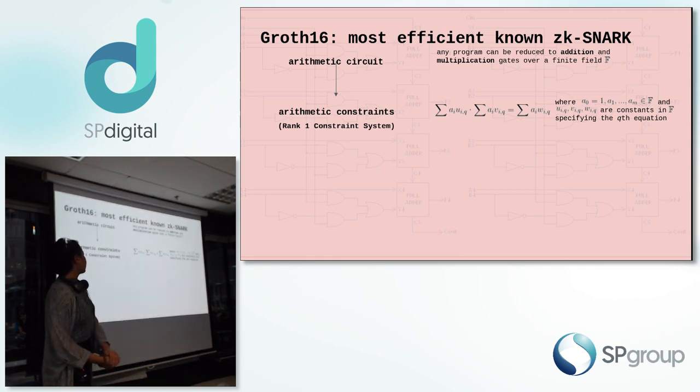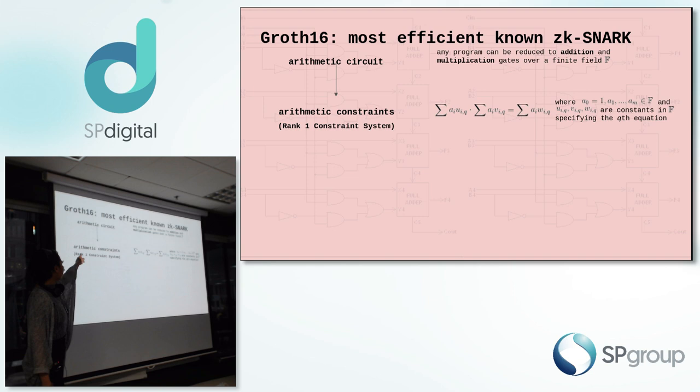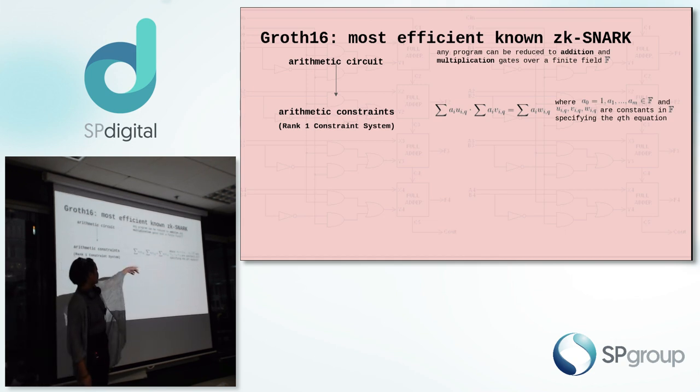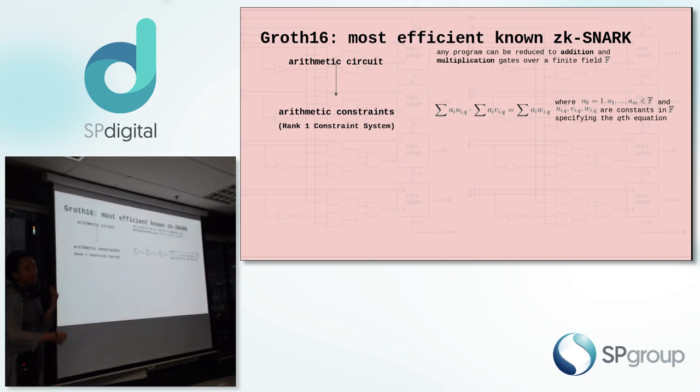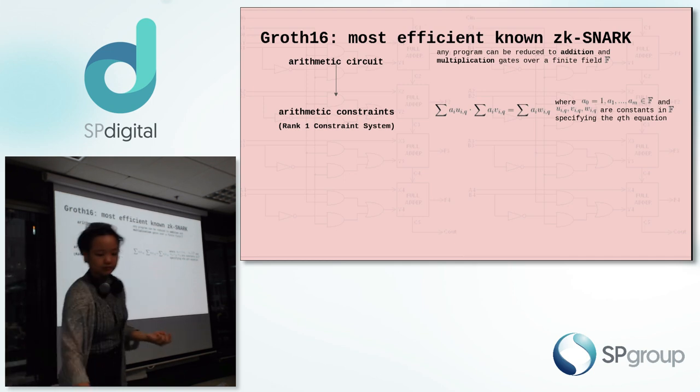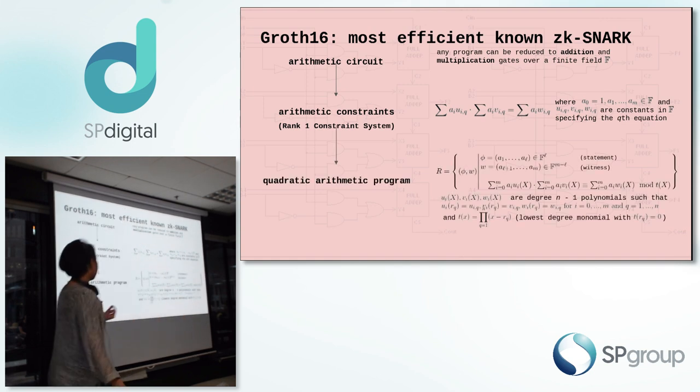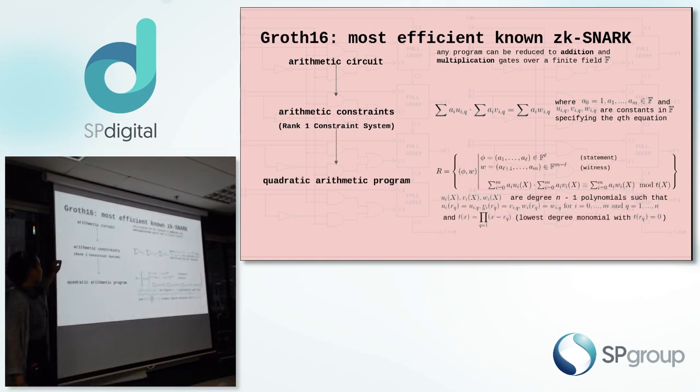So, right, we all know a circuit, boring. So right now what we're going to do is generalize an arithmetic circuit to a system of arithmetic constraints. And you can convince yourself by looking at this system of linear combinations that they are general enough to express anything that you might want to say with addition and multiplication gates. Once we have that, from a system of arithmetic constraints, we can generate a quadratic arithmetic program. I wouldn't worry about this too much. It's basically another way to represent the same information.